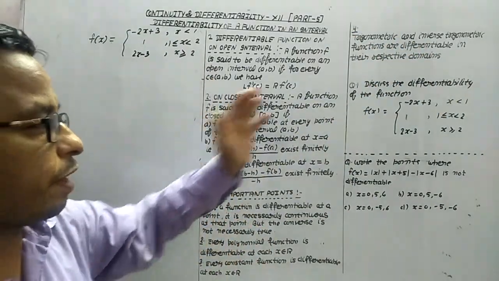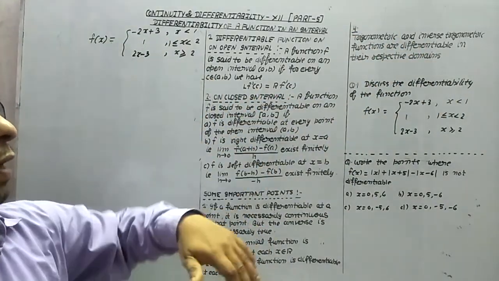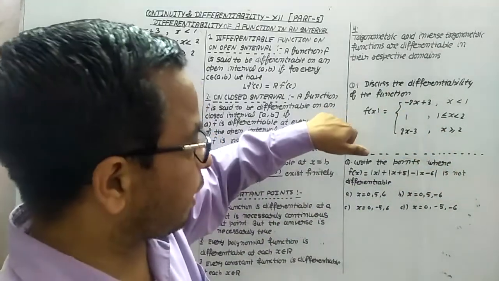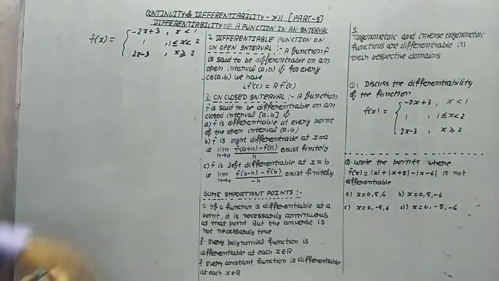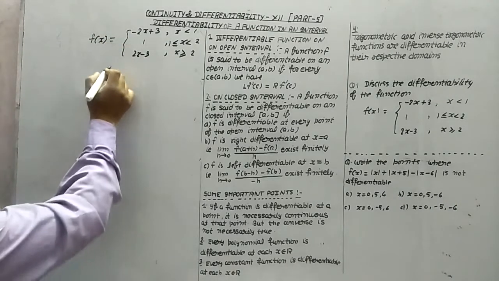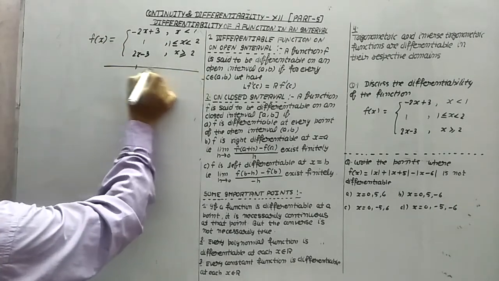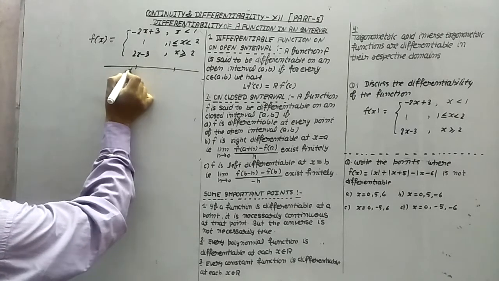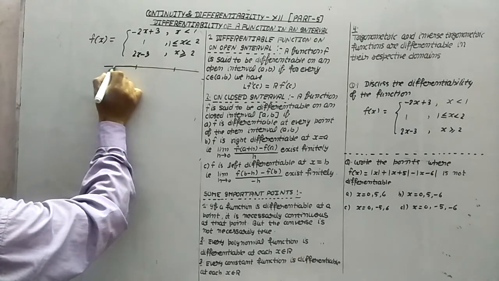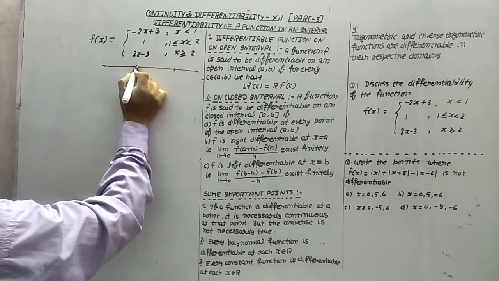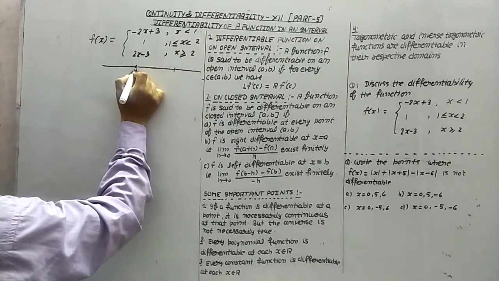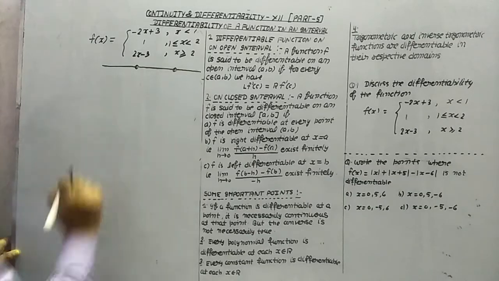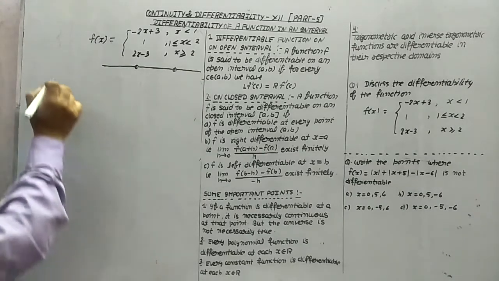So these points are very important if we are going to deal with this type of question. Discuss the differentiability of the function f(x) in these intervals. Now look at this. Roughly, say this is 1, this is 2. It means less than 1 this portion, greater than 1 and less than 2 this portion, greater than 2 this portion, and at x equals 1 and at x equals 2. Now let's start.